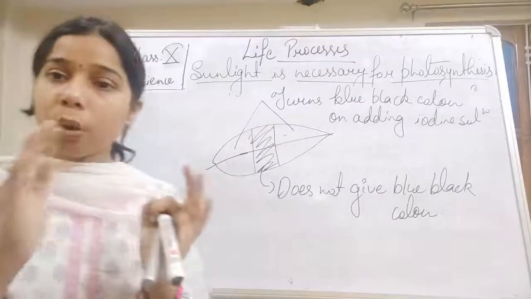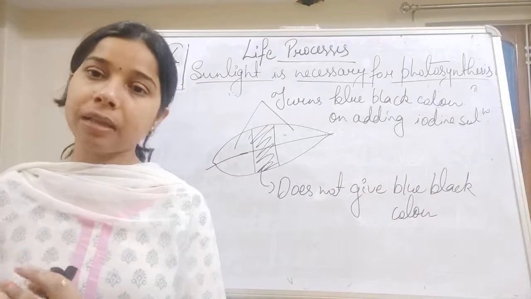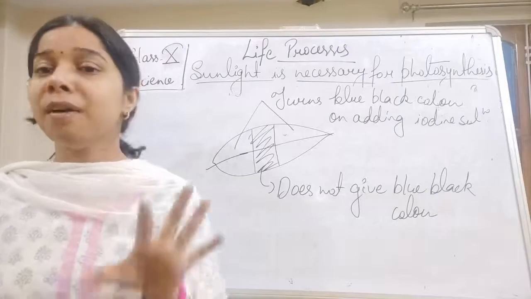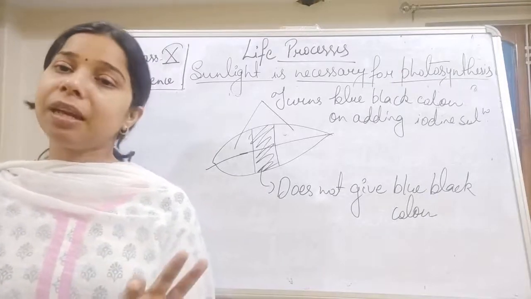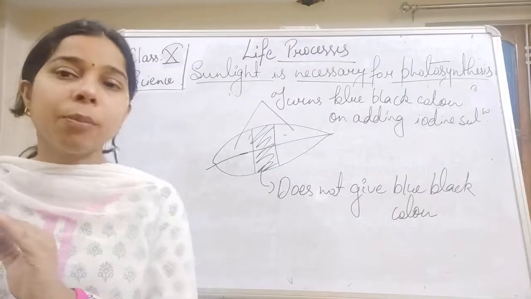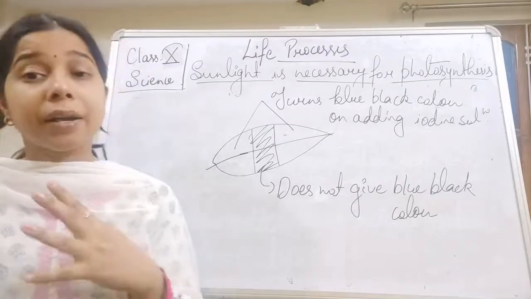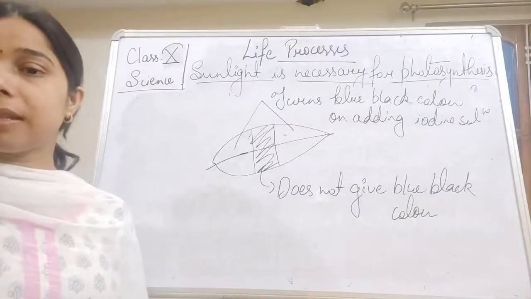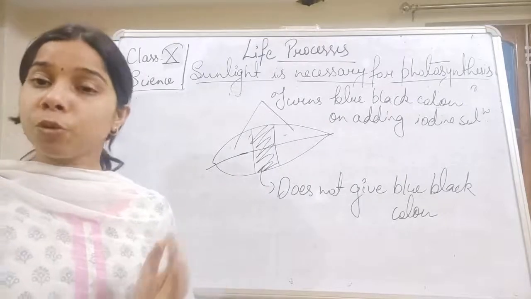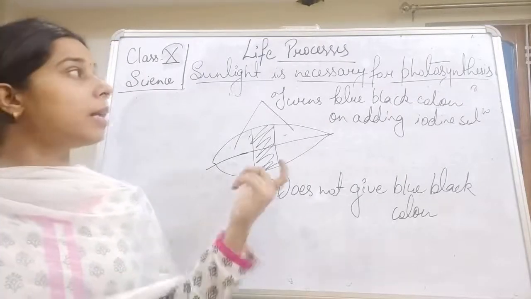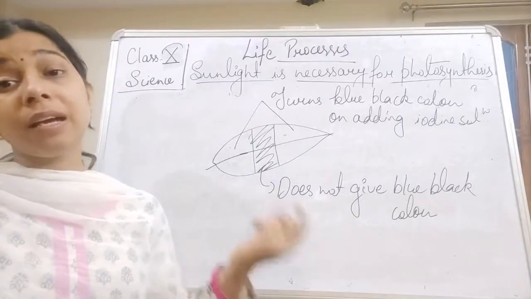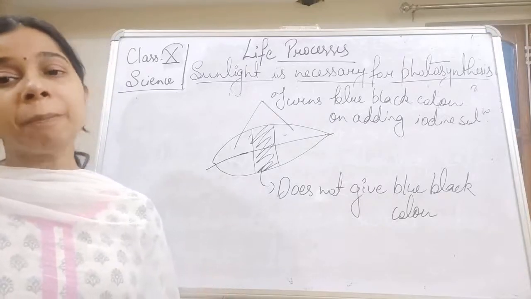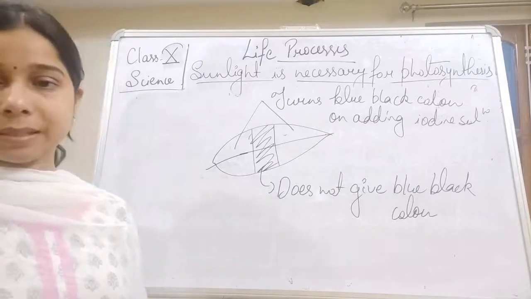So this whole experiment has explained one thing, that the presence of sunlight is really important. It is a condition which is necessary for the process of photosynthesis, because if no sunlight is there, there will be no formation of starch, and no formation of starch confirms that no process of photosynthesis has taken place. So to carry out photosynthesis, sunlight plays a very important role. It is the condition which is mandatory, necessary for photosynthesis to occur. Okay, so this is the one experiment.